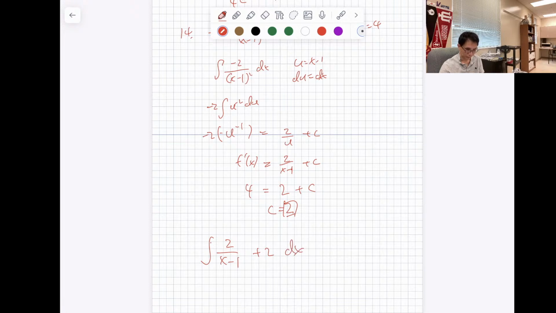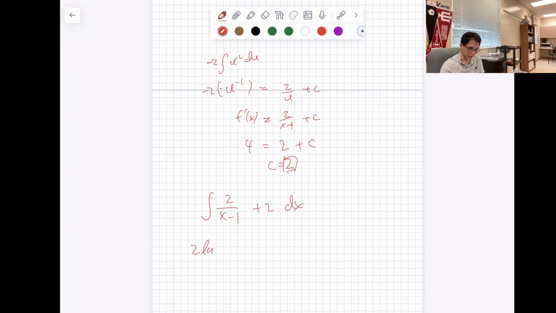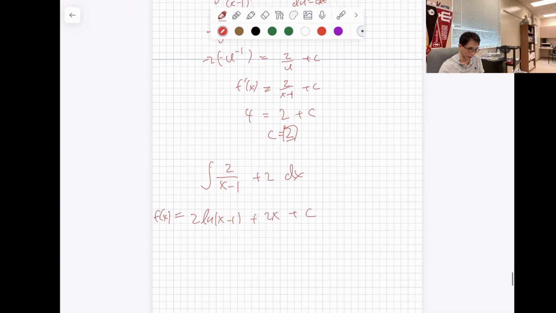Correct. Now I'm going to get 2 ln of x minus 1 plus 2x plus c. This is equal to f of x. Now the second one, I'm going to plug in 4. Plug in 4 equal to ln of 2 minus 1 plus 4 plus c. C is equal to 0. So this is equal to 0. So this will give you 3 check marks.